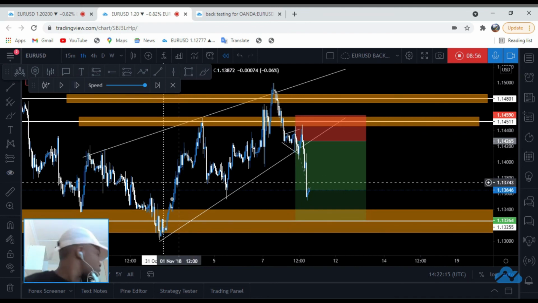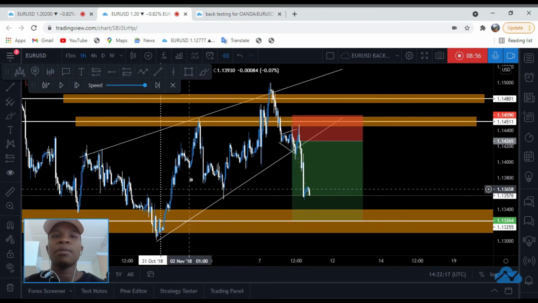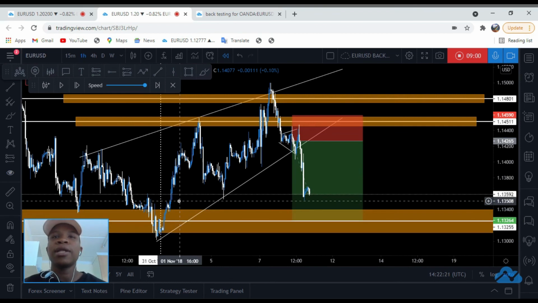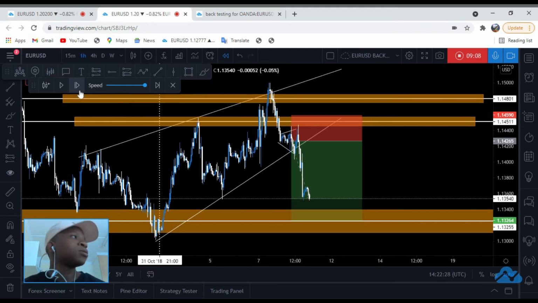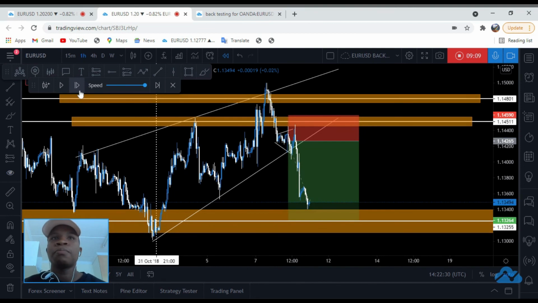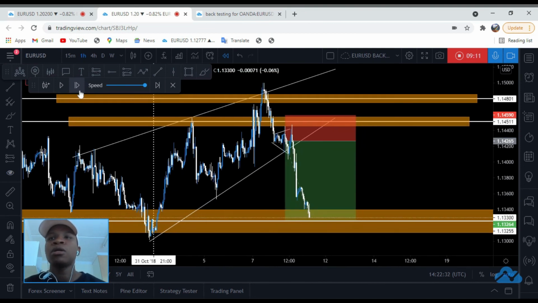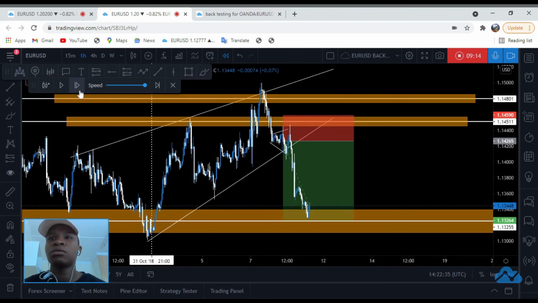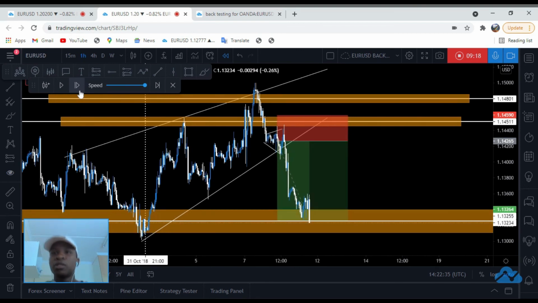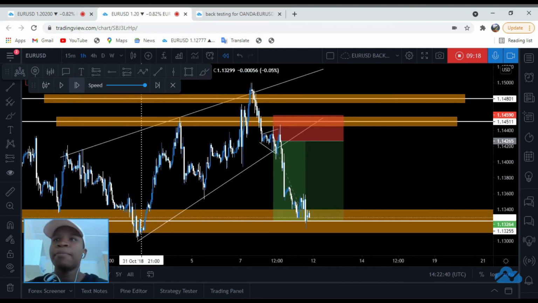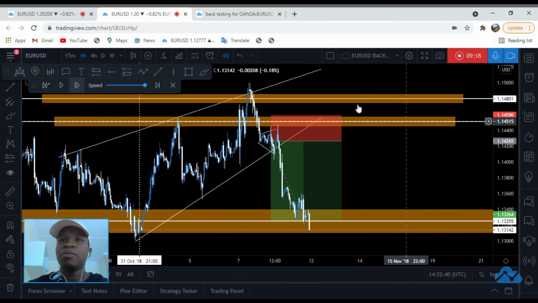Right now price is trying to reject it. Price is trying to test this area here. Price is trying to test this area here. And this is what happens. Price continues pushing to the downside, and then bang, take profit hit. Take profit has been hit. Yeah, so I hope you guys see it, man.